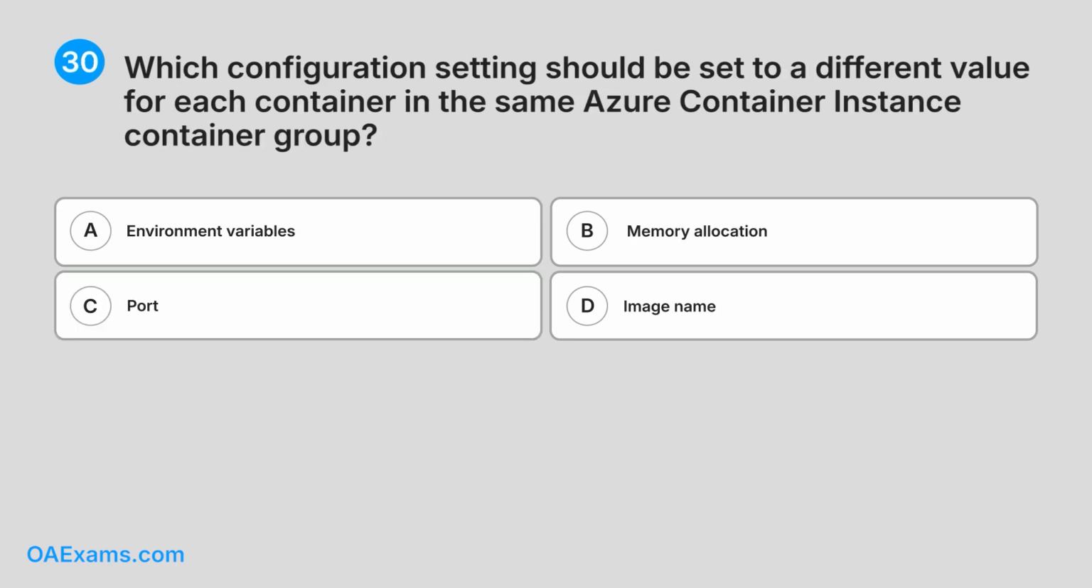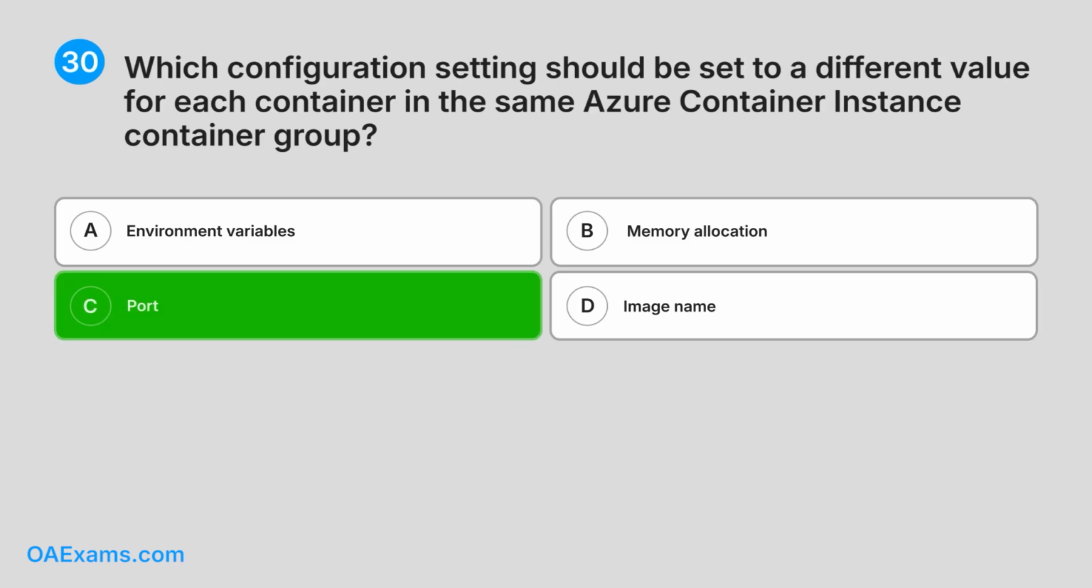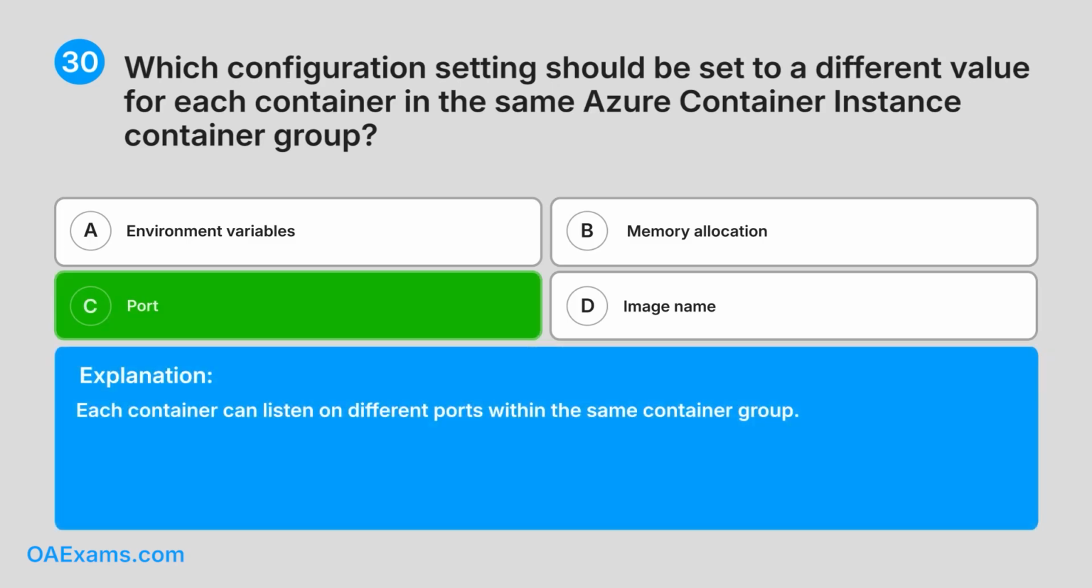30. Which configuration setting should be set to a different value for each container in the same Azure Container Instance container group? A. Environment variables. B. Memory allocation. C. Port. D. Image name. What do you think is the answer? Correct answer. C. Port. Explanation. Each container can listen on different ports within the same container group.